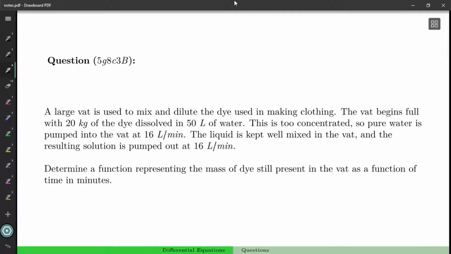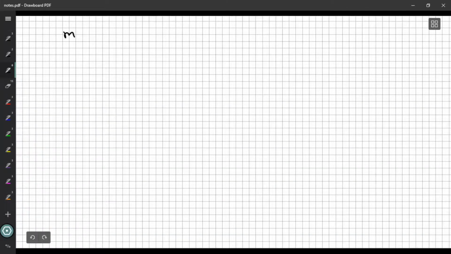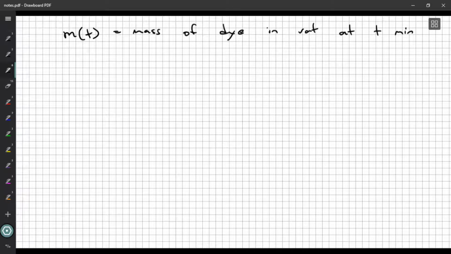Okay, so what are we talking about? We want to talk about the mass of the dye that is left, still dissolved in the vat at t minutes. We're going to set up a differential equation for this. So we're going to want to talk about some of the derivatives of the mass. So dm by dt, that's the change in the mass of dye that's in the vat.